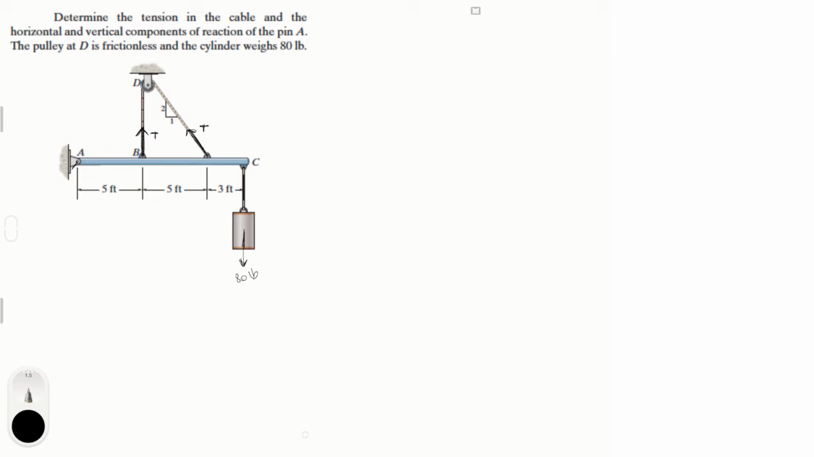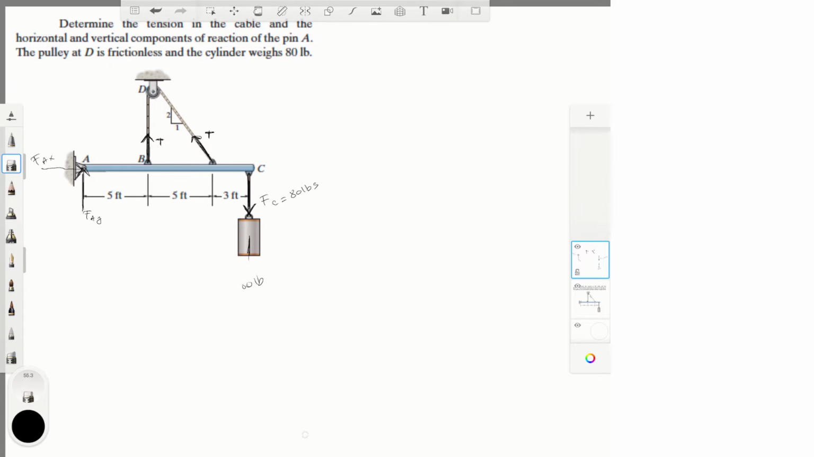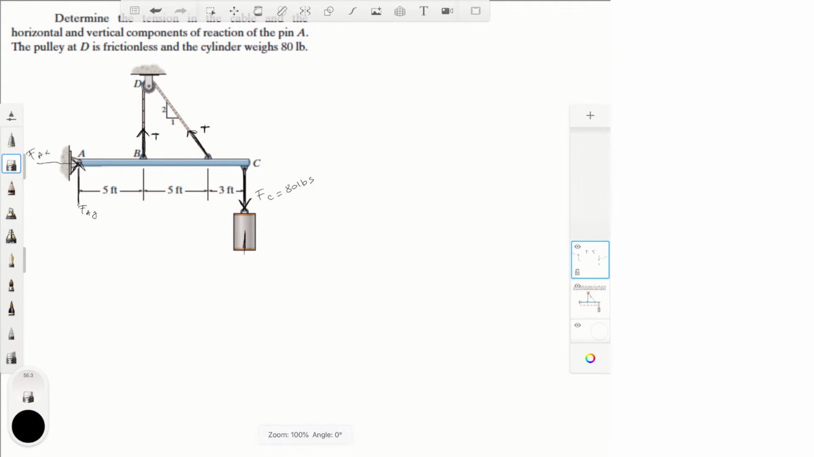At A we have a vertical reaction, let's call it F of AY, and a horizontal reaction, let's call it F of AX. And then we have F of C, which is equal to 80 pounds. And let me take it out of down there to avoid confusion. Oops. Sorry guys.